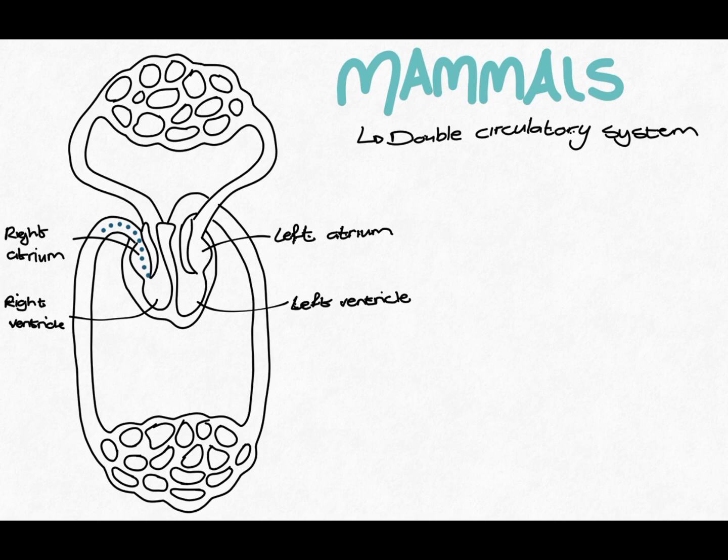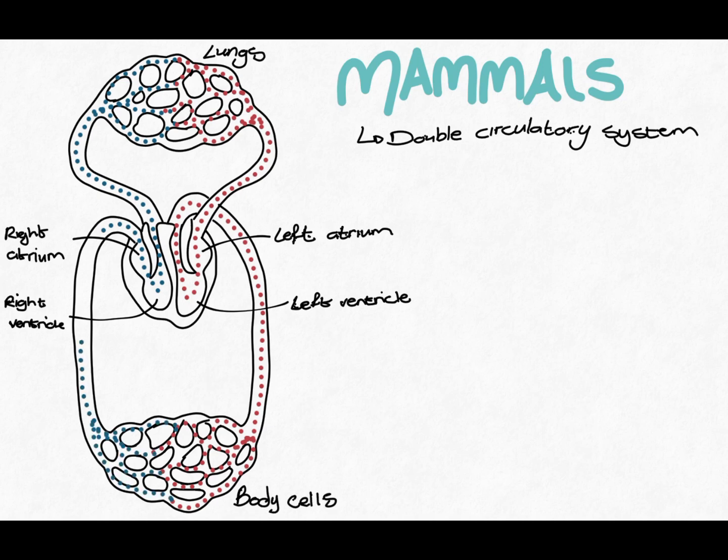blood will flow into the right atrium, then into the right ventricle, then towards our lungs where it will become oxygenated. The oxygenated blood will then move towards the heart, through the left atrium, left ventricle, and then towards our body cells where the oxygen will be used up. The deoxygenated blood then moves back towards the heart, and our oxygenated and deoxygenated blood do not mix at all.